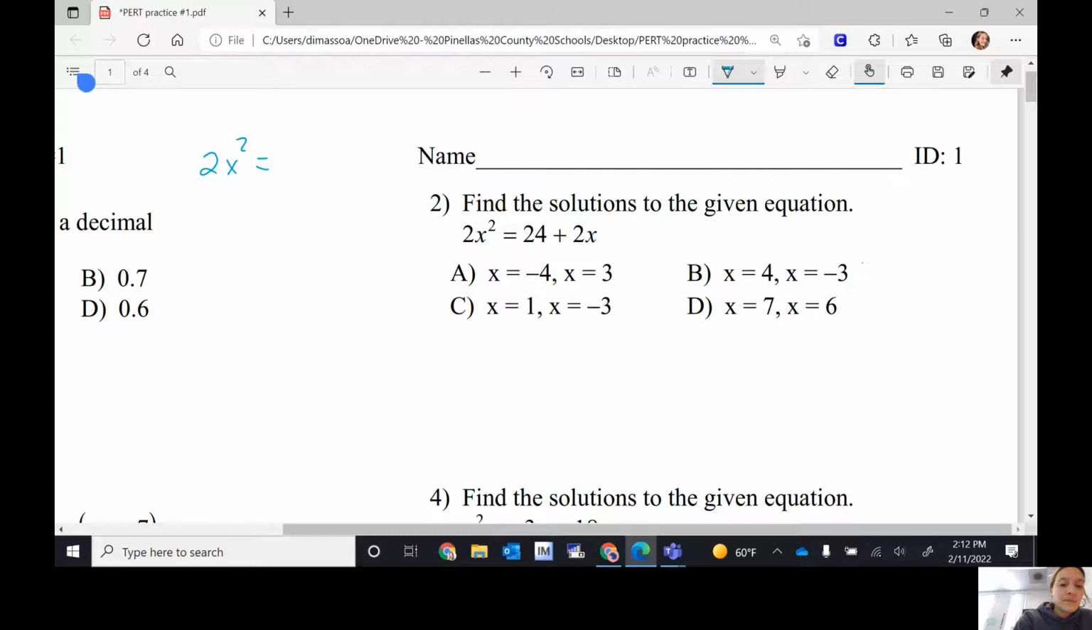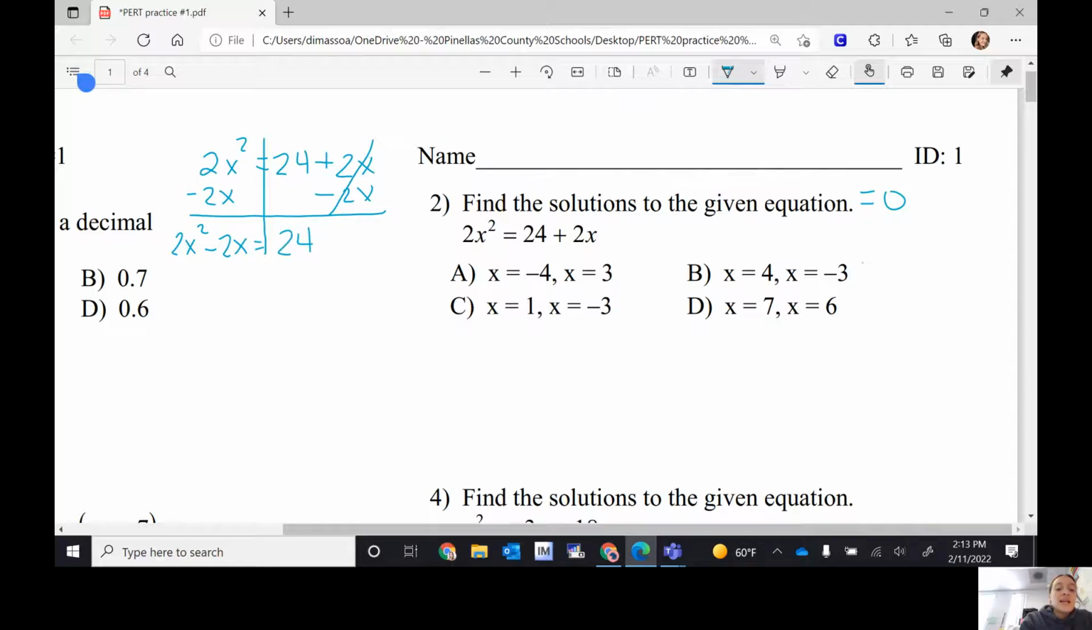Okay, number 2, find the solutions to the given equation. Because this is a quadratic equation, in order to solve for the solutions, it does have to equal 0. So what I'm going to have to do is rewrite this equation so that everything on the right side moves over to the left, and I get 0 on the right side. So I'm going to subtract 2x from the right and do it from the left as well. Essentially, I'm just moving it over to the other side. So I've got 2x squared minus 2x equals 24.